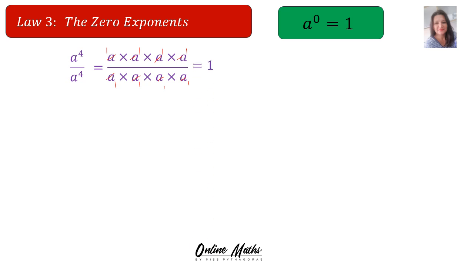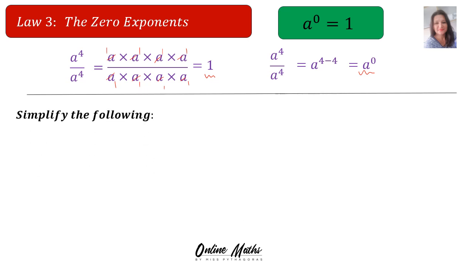So now we end with the 1. When we do the same sum, a to the 4 divided by a to the 4, and we use the laws of exponents, we end with a to the 4 minus 4, which is 0, a to the 0. So do you agree? There's your proof that anything to the power of 0 is equal to 1. Now let's do a few examples.